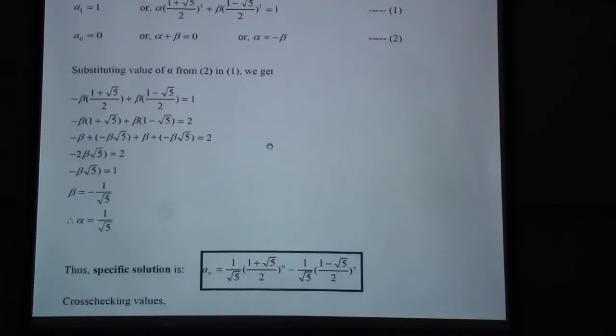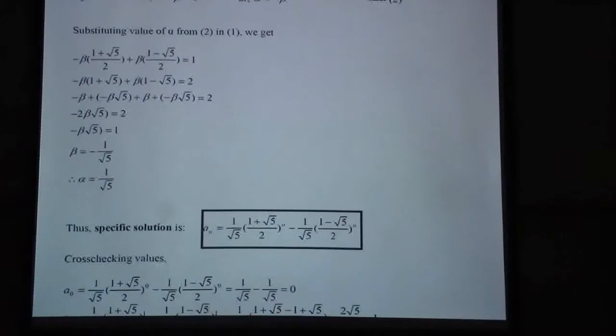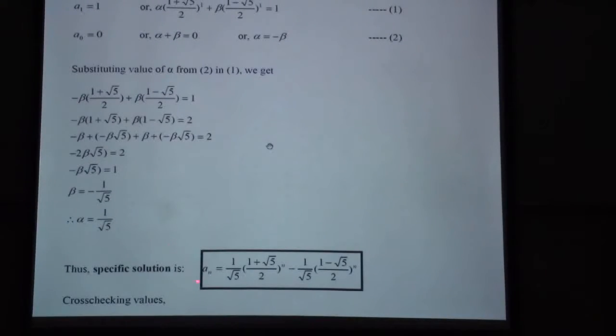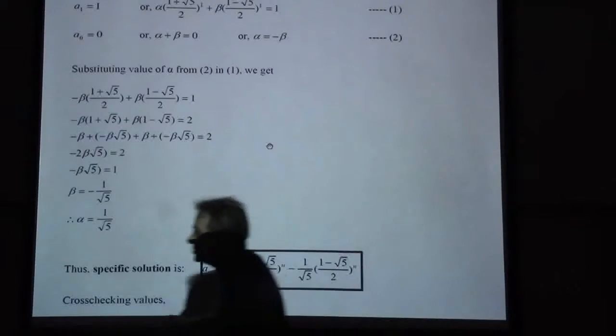And the very specific and slightly surprising solution is that a sub n is 1 over radical 5 times 1 plus radical 5 over 2 to the nth power, minus 1 over radical 5 times 1 minus radical 5 over 2 to the nth power. That is what I call some kind of crazy result. And the reason it's some kind of crazy result is that if you look at it, the first initial condition for us is 0, followed by 1, followed by 1.